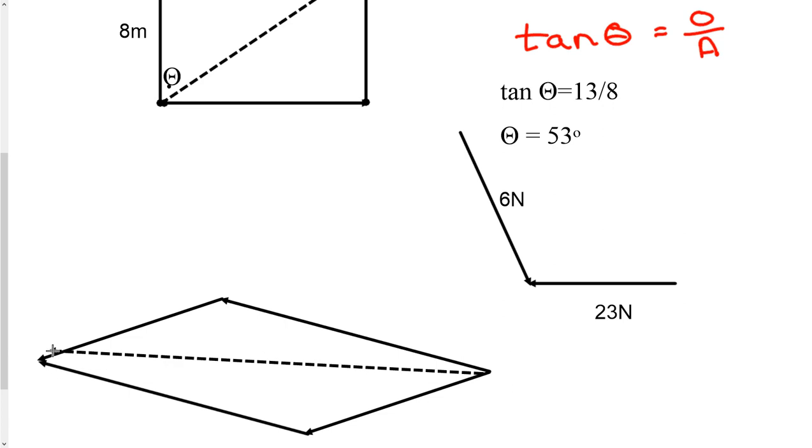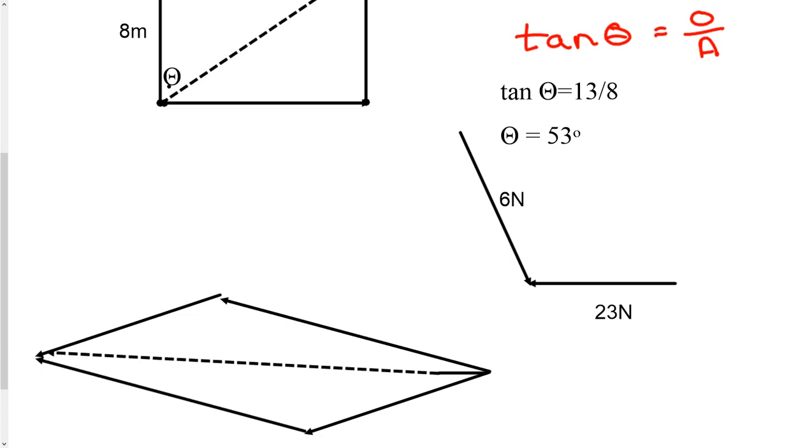I'll try and do it through the computer later. Okay, now we're going to do this last one with the 6 newtons and the 23 newtons. Now they're both hitting at the same point, so again you would have to redraw this one. So redraw it and then draw the resultant. So we redrew it and then drew our resultant from start to finish.